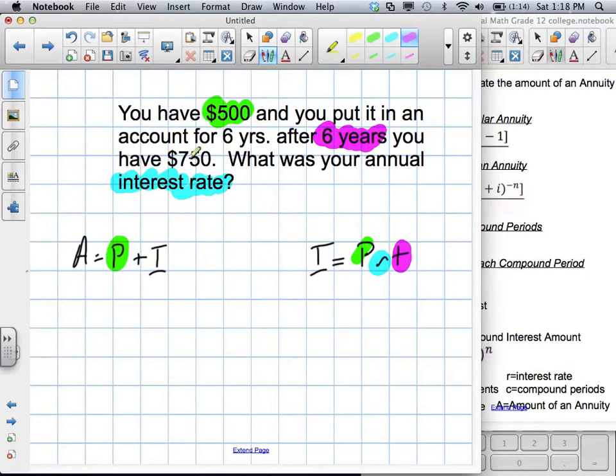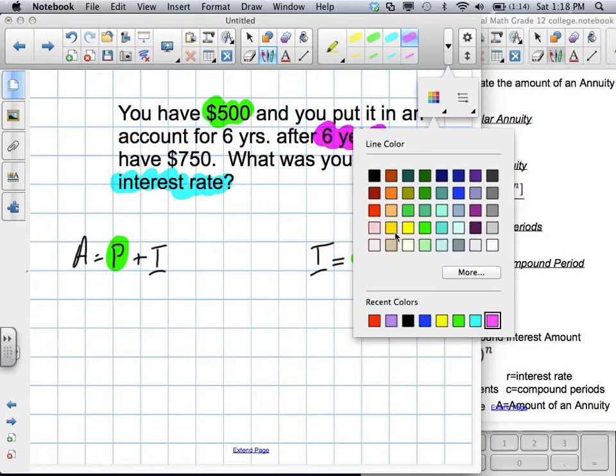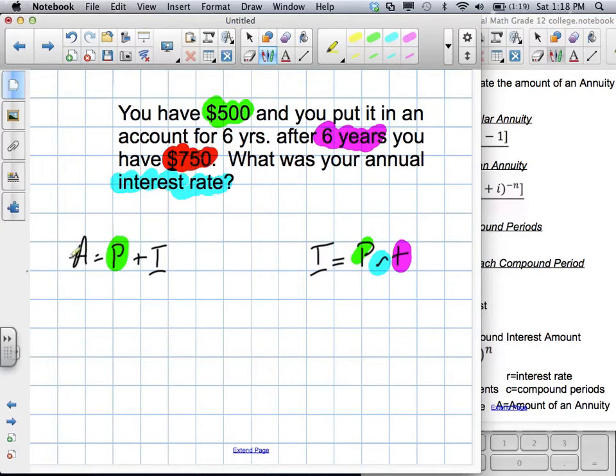And what's the other piece of information we have? How much money did we get out of it? $750. Is that our interest or is that the total amount, the future value? Future value. Yes, that's the future value. So that's our future value. So the future value is $750.